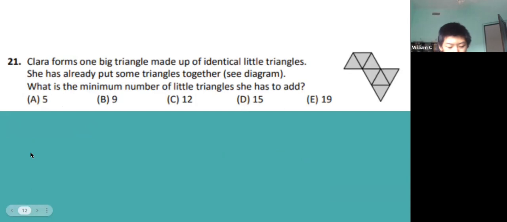Next, Clara forms one big triangle made up of identical little triangles. She has already put some triangles together, as in this diagram. What is the minimum number of little triangles she has to add to create the one big triangle? I'll give you up to 3 minutes to think about this, and when you have the answer, please type it in the chat.